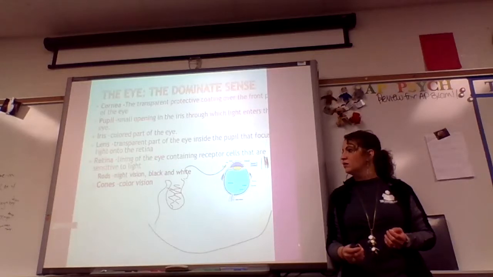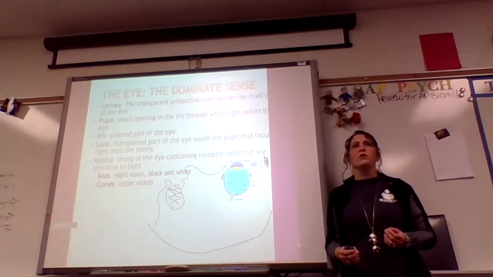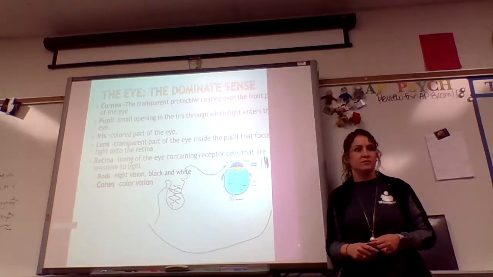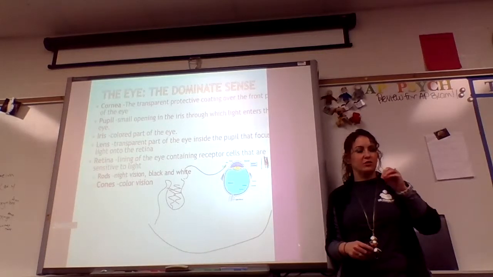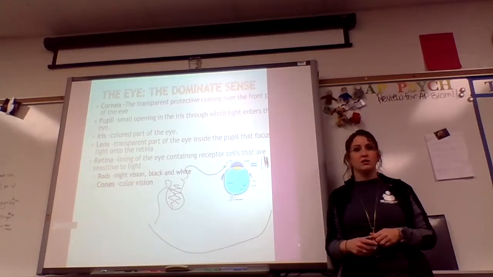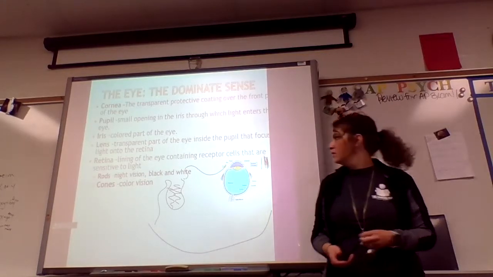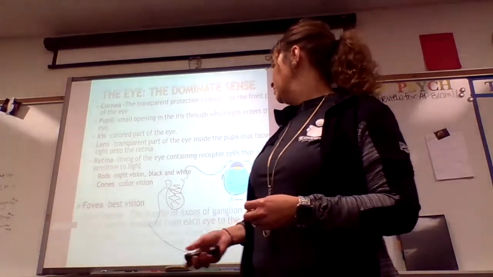What was the question? It was like cones are centralized in the fovea. There's no rods in the fovea. There was a question asking, are there some rods in the fovea, or are there no rods in the fovea? There's no rods in the fovea. It's all cones. And it's your best vision.